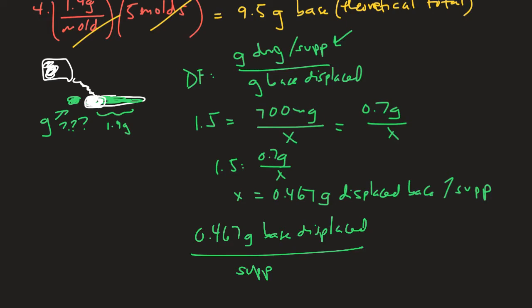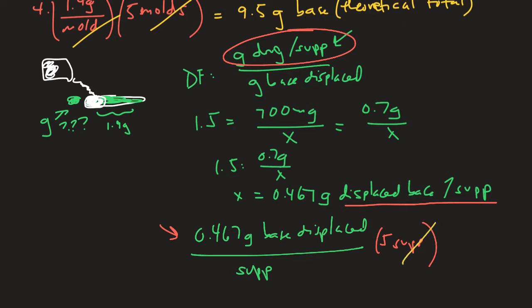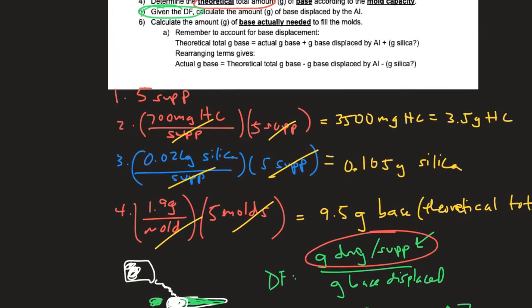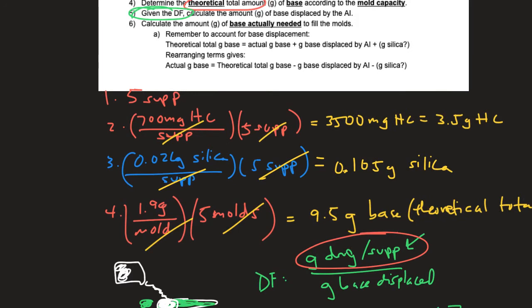We know we're making 5 suppositories. Remember, the original density factor equation is listed as grams of drug per suppository, so the final answer would be displaced base per suppository, written as 0.467 grams base displaced per suppository. Then we're making 5 suppositories, so suppositories cancels out, and 0.467 grams base displaced times 5 suppositories gives you a total of 2.33 grams total base displaced. So that was step 5. Step 6, we're going to calculate the total amount of base actually needed to fill the molds.